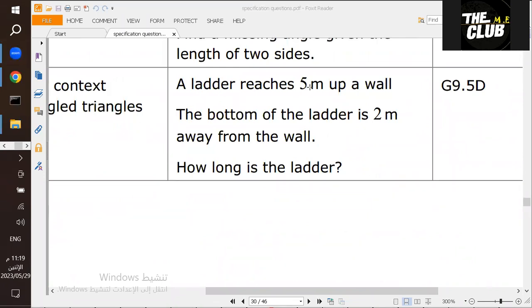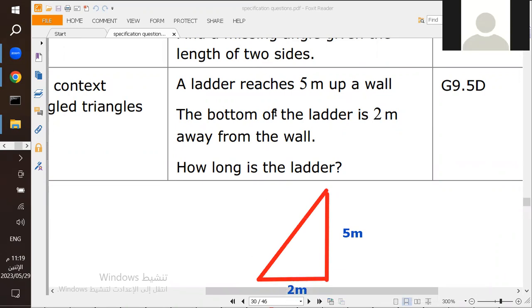A ladder reaches 5 meters up a wall. It means the wall is 5 meters. Initially, the ladder is 5 meters up. So this one is 5 meters. The bottom of the ladder is 2 meters away from the wall. So this one is 2 meters long. The first step of answering a question is knowing what's going on in it, meaning describing the question. If you did it the wrong way, you will solve it wrong. So you have to focus, read it accurately, and know what's going on. So 5 meters up the wall, 2 meters away from the wall.